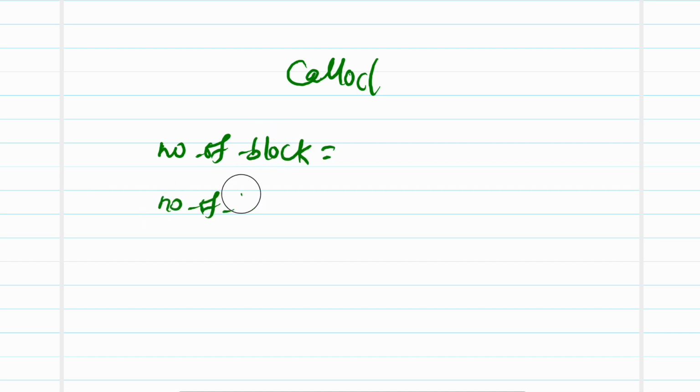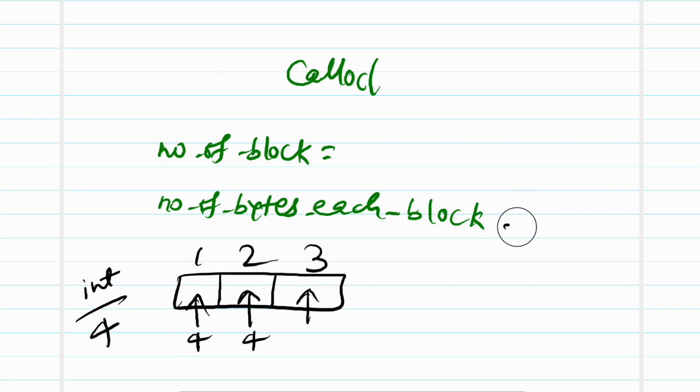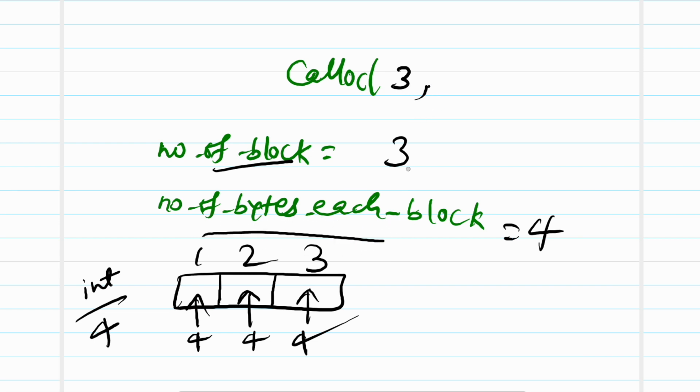Next, let's understand calloc. Calloc stands for contiguous memory allocation. It takes 2 arguments. Its first argument requires the number of blocks and its second argument requires the number of bytes for each block. Let's say you want to create memory for 3 integers. So you have 3 blocks here, and since the integer size is 4 bytes, each block requires 4 bytes. So the first argument I am giving is 3, the number of blocks, and the second argument is the number of bytes for each block, that is 4.